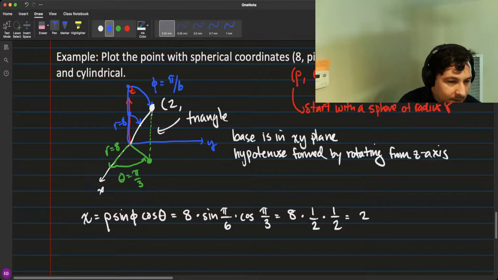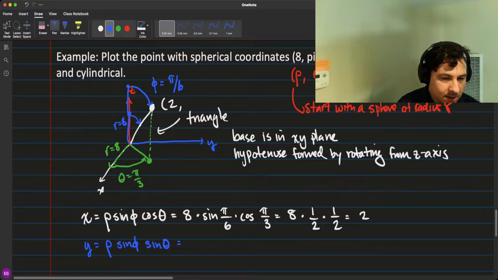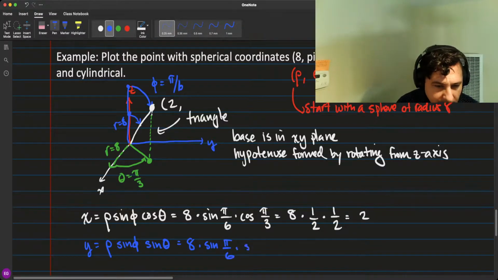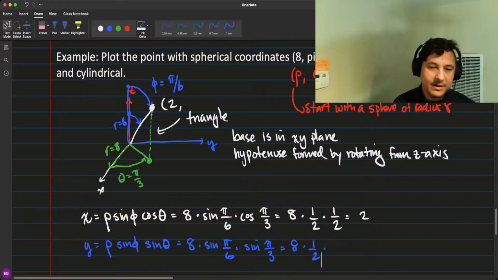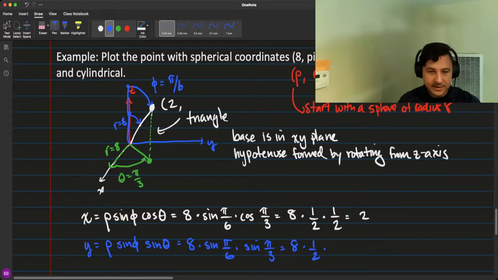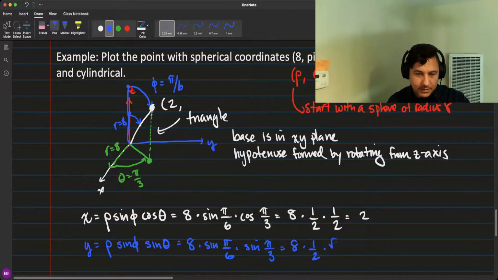And then you find the y value, which is going to be rho sine phi sine theta. Your rho is 8. You have the sine of pi over 6. And now you have the sine of pi over 3, which is going to be 8 times a half, and the sine of 60 is going to be root 3 over 2. So you get 2 root 3.